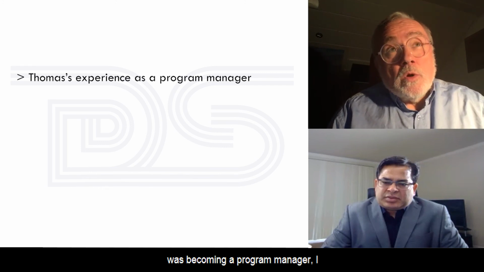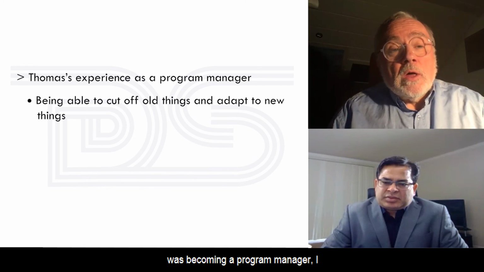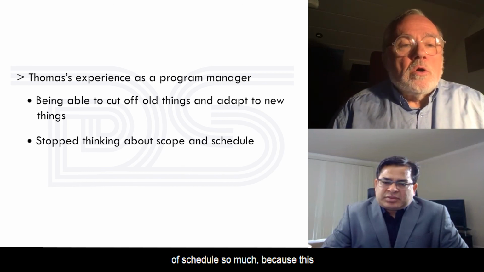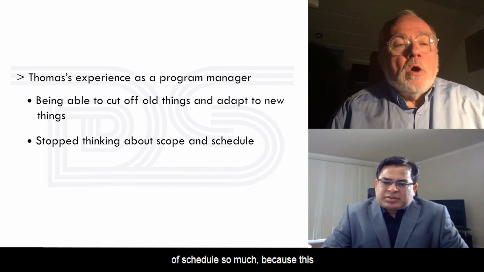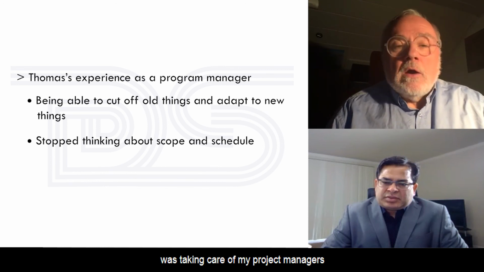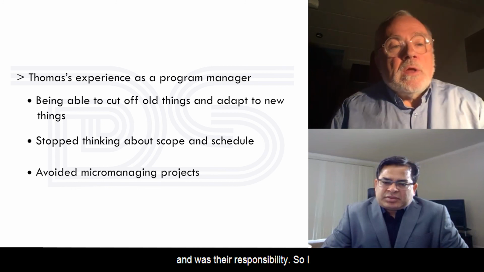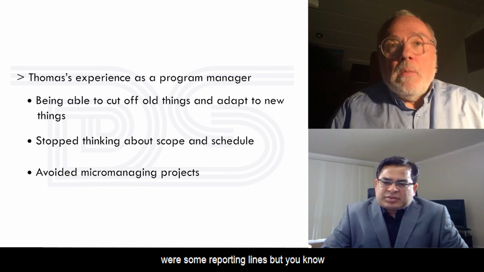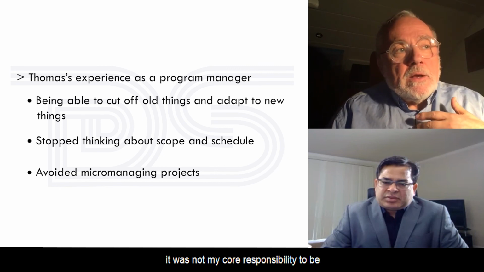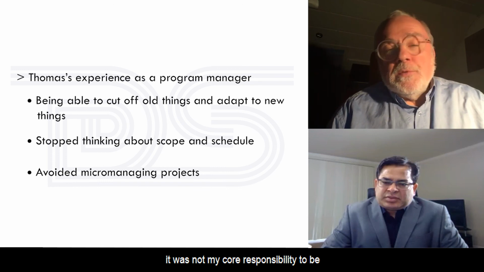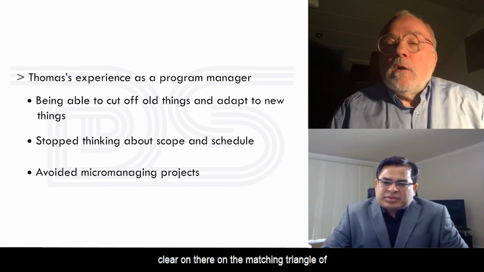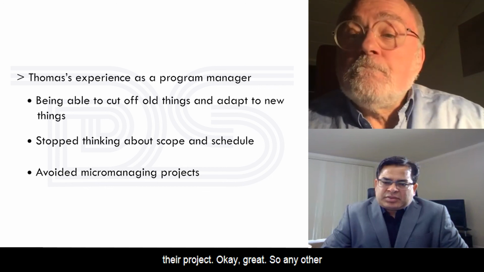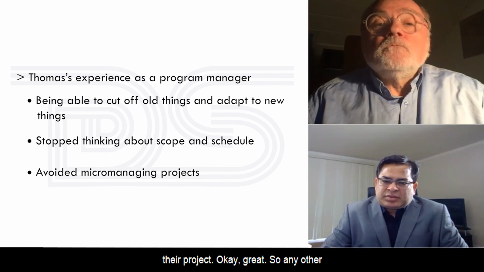So when I was becoming a program manager, I actually stopped caring about scope, cost, and schedule so much, because this was taken care of by my project managers, and it was their responsibility. So I avoided micromanaging them. Sure, there were some reporting lines, but it was not my core responsibility to be clear on the magic triangle of their project.